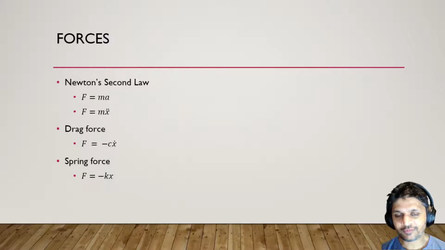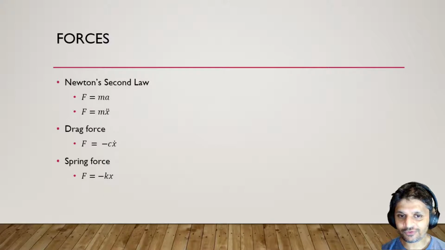Some other forces that are important: we've got a drag force, which is F equals minus c x dot. Basically what that says is that the amount of drag is proportional to the speed, the velocity of the variable, but in the opposite direction.